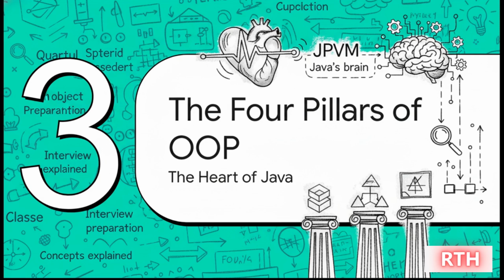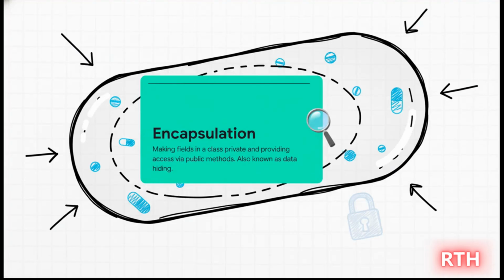If the JVM is kind of like Java's brain, then object-oriented programming, or OOP, is its heart. I can almost guarantee an interviewer is going to ask you about these 4 fundamental pillars. First up, encapsulation. The key word to remember here is hiding or protecting. You're basically bundling your data and the code that works on that data all together into one neat little package. The slide says it perfectly.